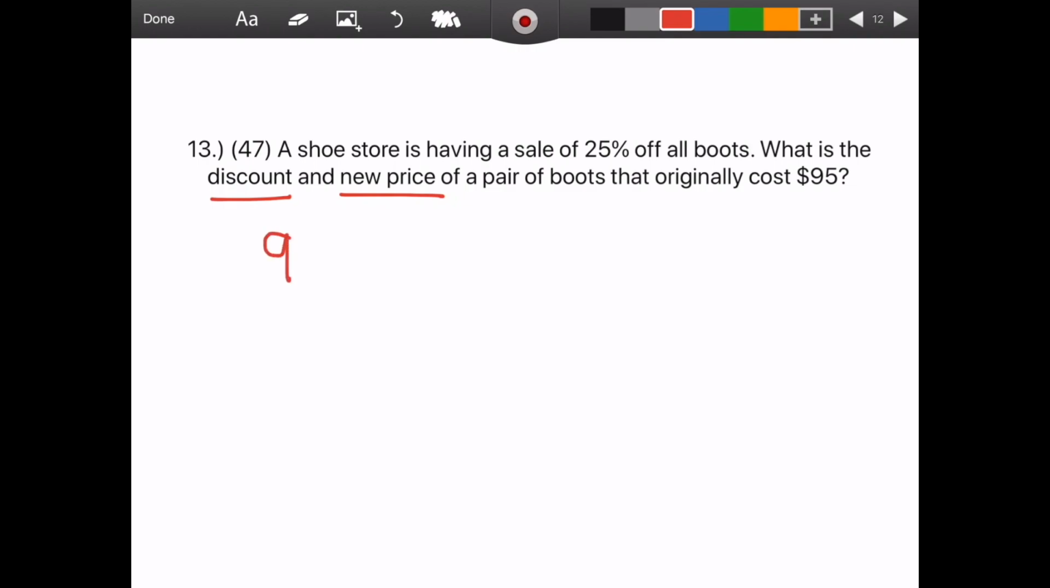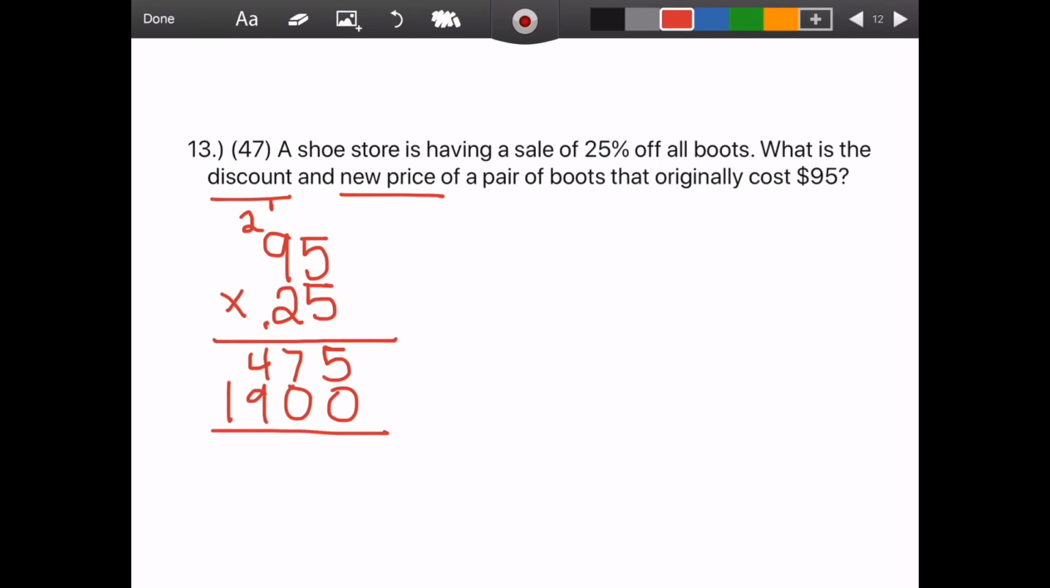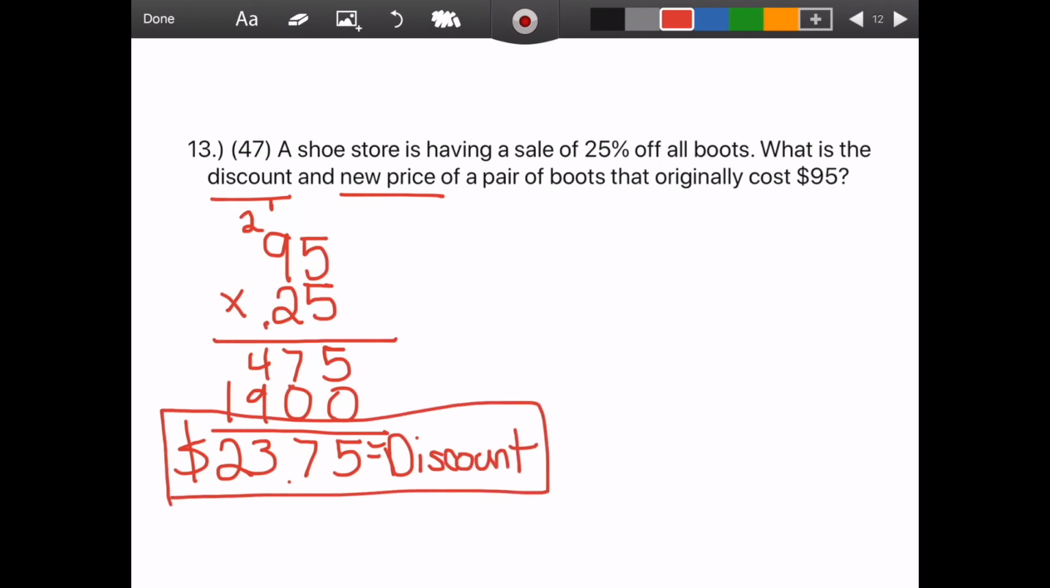So we're going to start by doing 95 times 25%, but I'm going to write it as 0.25 because we never multiply by a percent. We want to change it to a decimal. So that's 25. Bring up the 2. That's 47. And then 10, 19. So there is our discount. That is how much we get taken off of the price. So that's one part of our answer.